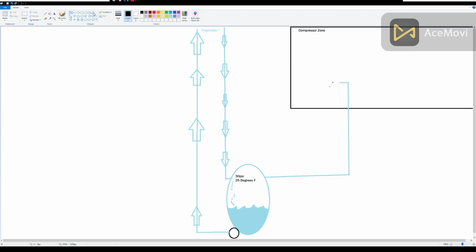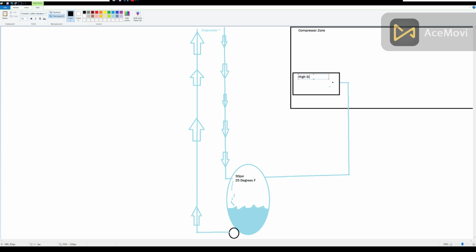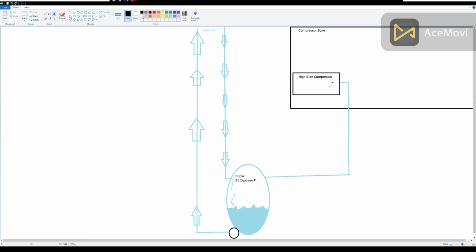I'm going to be quiet for parts of this, but everything will be explained eventually. Just have faith. I don't have a way to make a sideways triangle, so our compressors are going to be bricks. High side compressor. This high side compressor is going to be taking that high side gas.